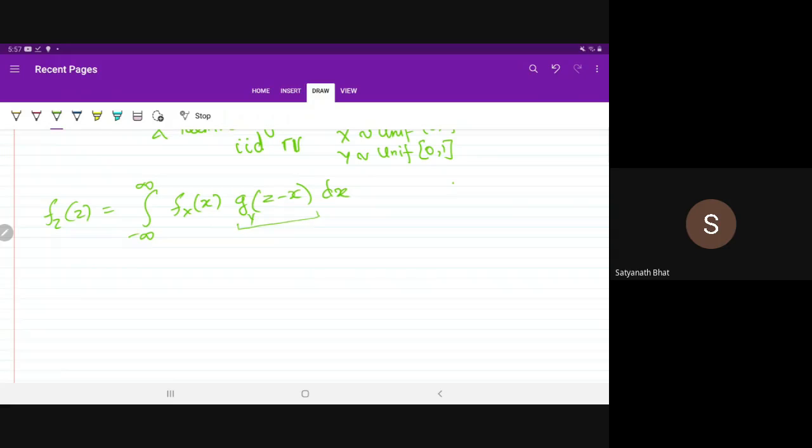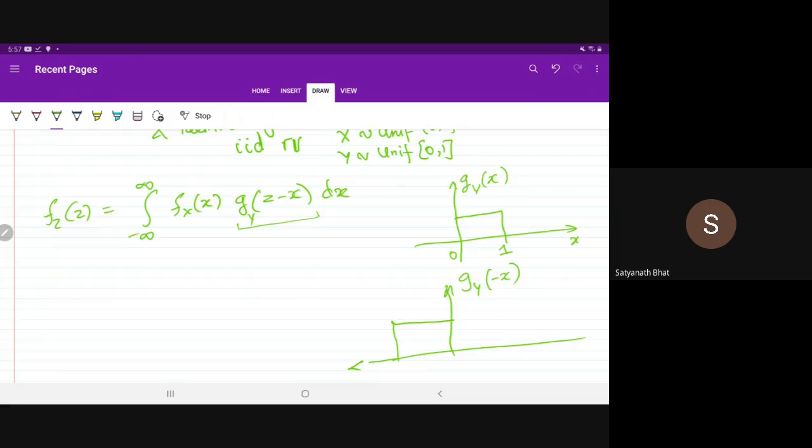So if I draw gy as a function of x, it's a value which is 0 to 1, right? It's a uniform. So what about gy of minus x? Let me just clear this. So gy of minus x. Whenever x is minus 1, minus x will be 1, so gy of minus x will be 1. So basically it flips. So whenever you have gy of minus x, you will have this kind of a situation. It flips. Okay, so this is point number 2.